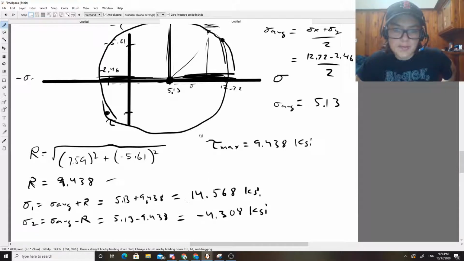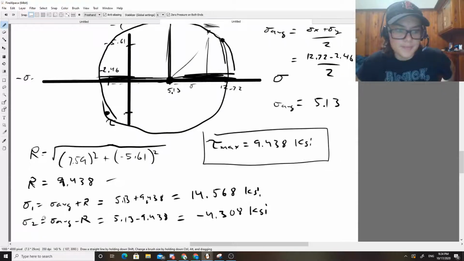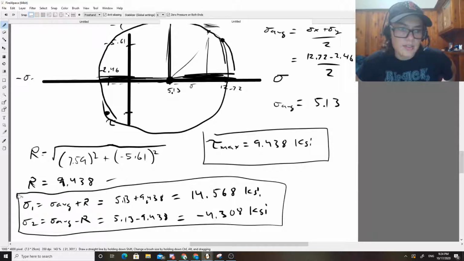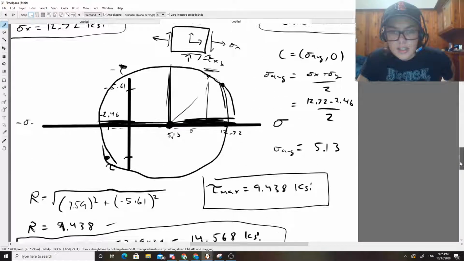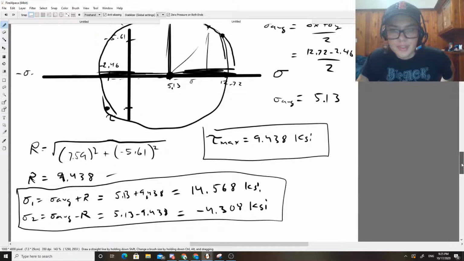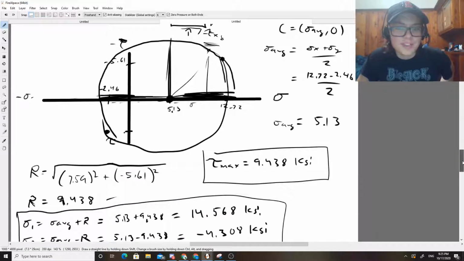And I believe that is the whole problem. It asks for your principal stresses and your max shear stress, and those are your values for that. And again, kind of a sanity check. You have your principal stress 1, 14 KSI is a pretty reasonable value to get, especially since this is stainless steel. So it's going to need a lot of stress for it to be deforming at all.